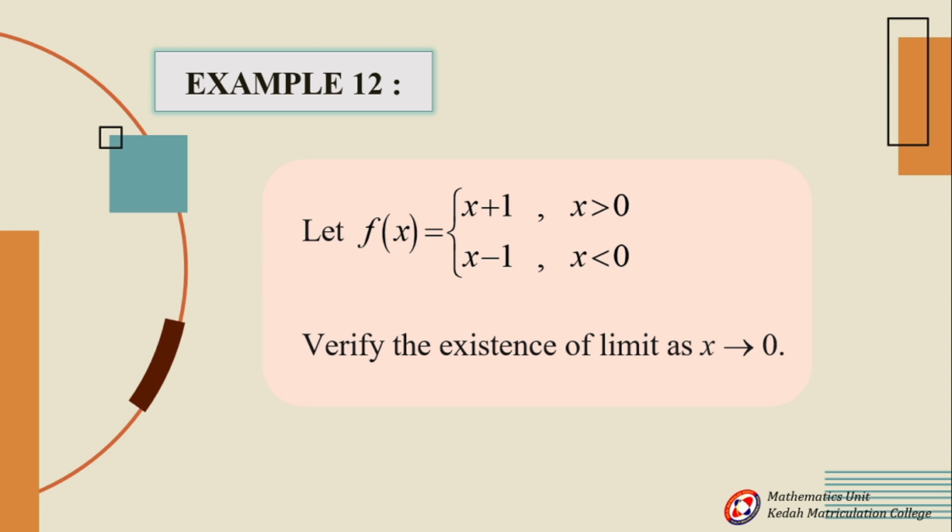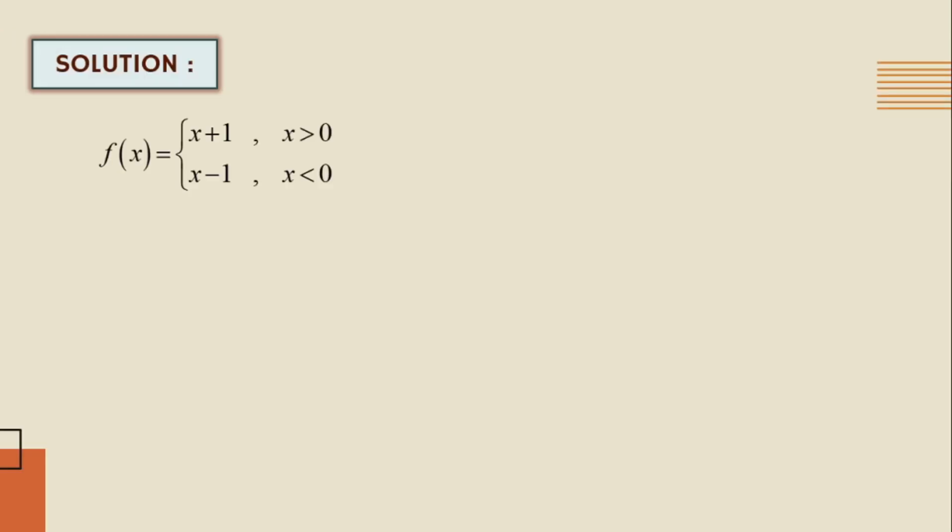So, to solve this example, first we need to find the limit of f(x), x approaches 0 from the right, and the limit of f(x), x approaches 0 from the left. Then check whether both limits exist and are equal or not. Okay, so now let's try example 12.